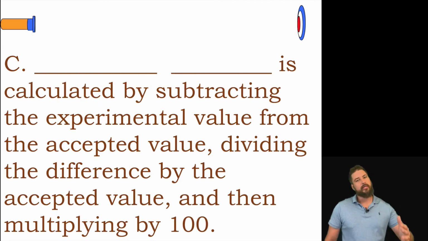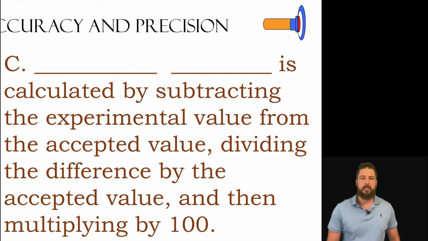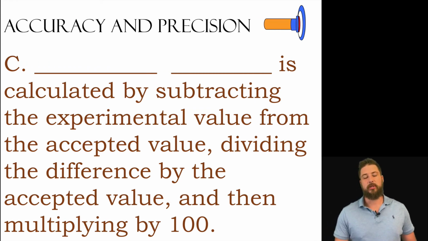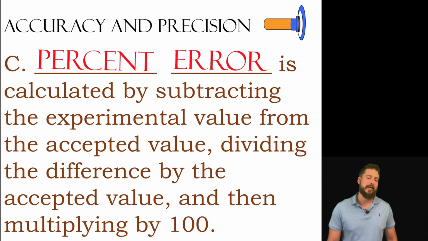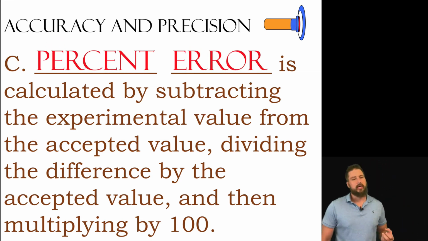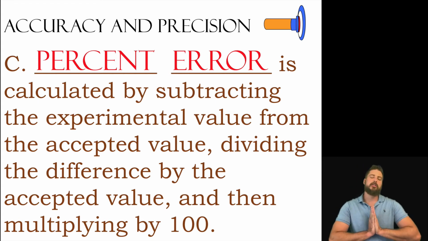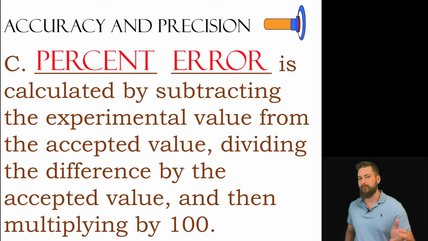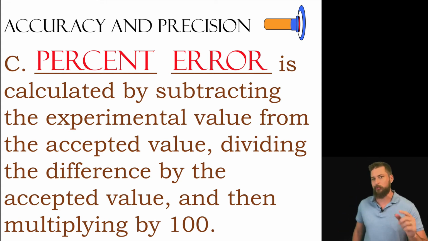Okay, so let's go ahead and talk about percent error. Because sometimes when you take a measurement with something, there's going to be some amount of error involved in that measurement. Now, the percent error is calculated by subtracting the experimental value from the accepted value and then dividing by the accepted value multiplied by 100.